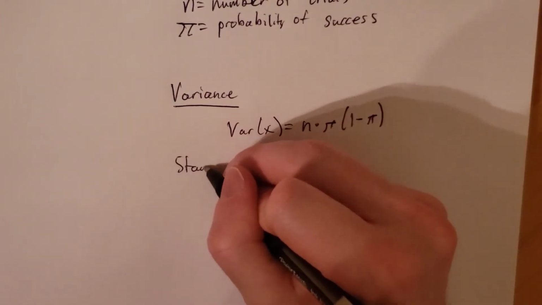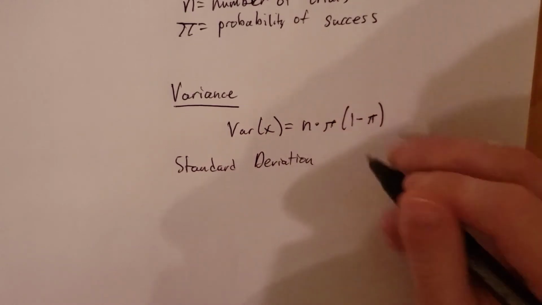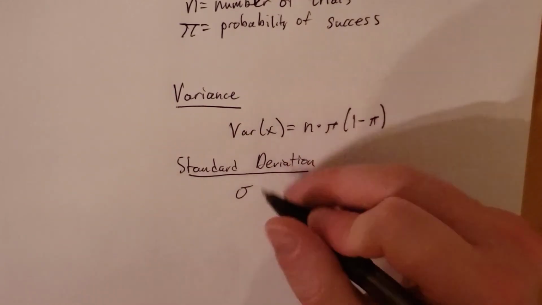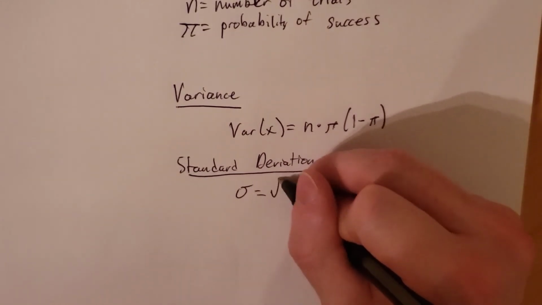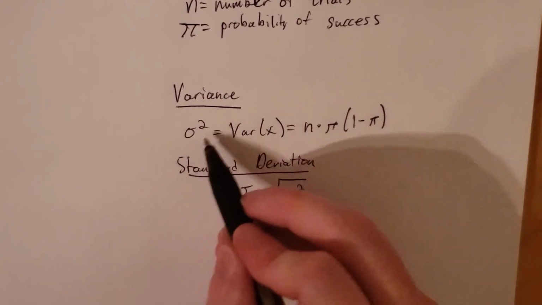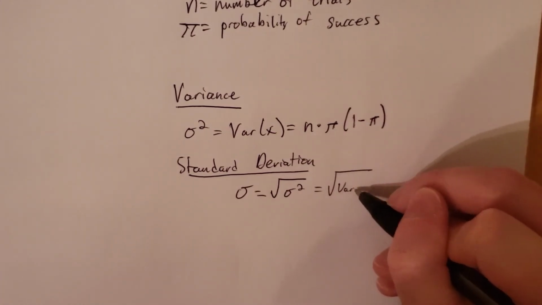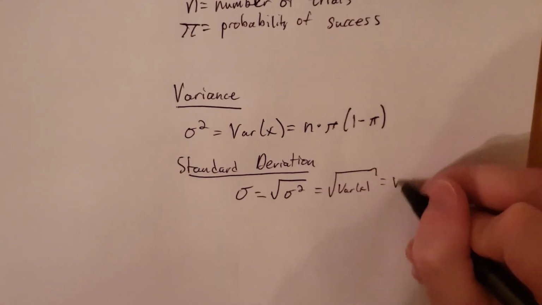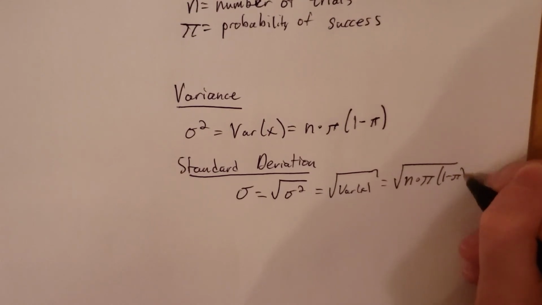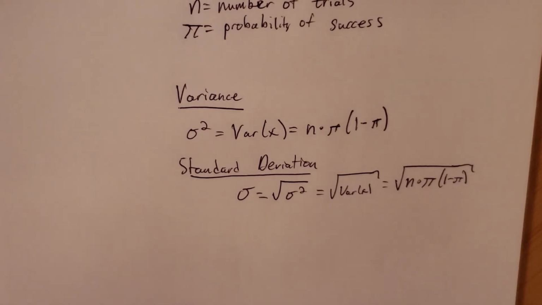And so the standard deviation is sigma, which is the square root of sigma squared, which, by the way, sigma squared is another way to write out the variance. So it's the square root of the variance of x, which is the square root of n times pi times 1 minus pi. And again, pi is the probability of success.